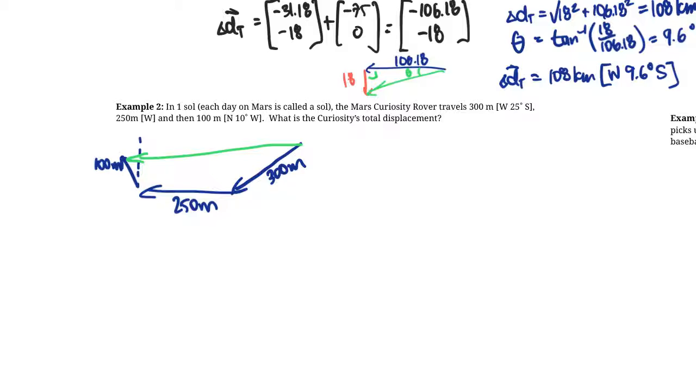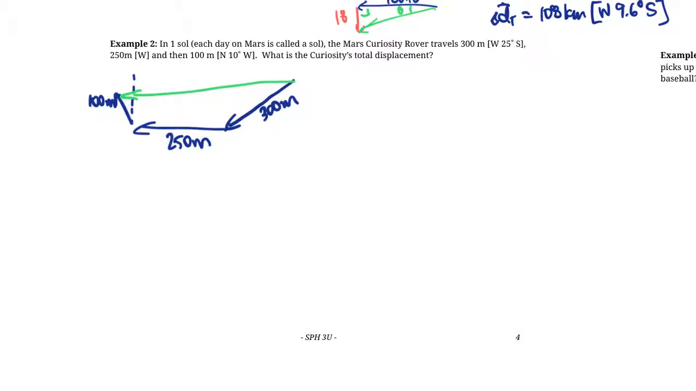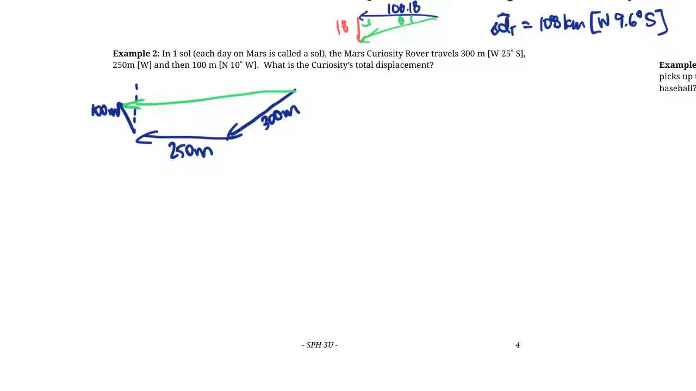So in order to keep ourselves organized when we have more than two vectors, it's important because there's going to be a lot of little calculations here. So I like to do the same thing I did in the previous question. Let's look at each of those vectors separately first, just to make sure that we're not going to make any mistakes. So the first vector, we'll call that delta D1, looks like this, right?